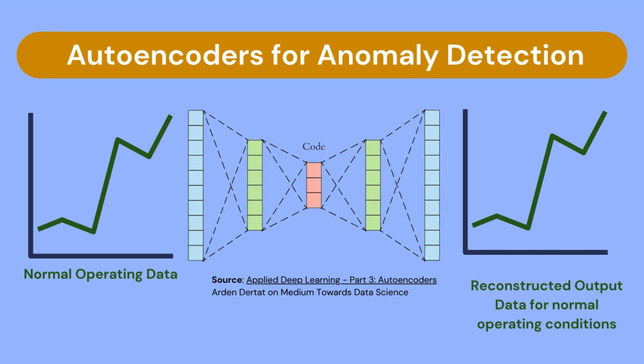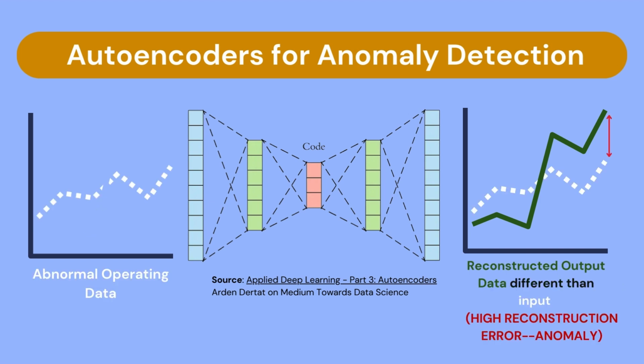So how can we use it for anomaly detection? As we've briefly touched on, an autoencoder is trained to minimize the reconstruction error. So if we have a dataset of a device that is behaving in a normal condition, we can train the autoencoder to realize the normal operating behavior.